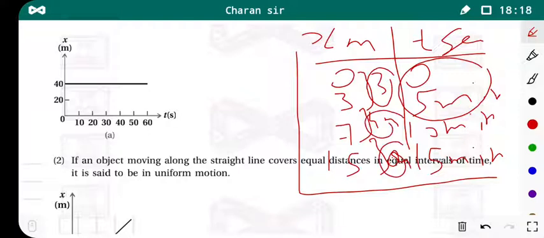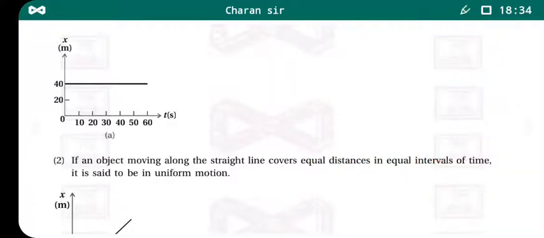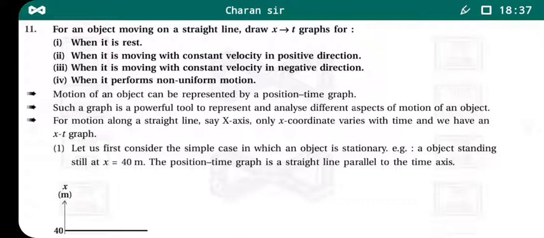That means this object is said to be in non-uniform motion. When the distance covered by the object is different in equal intervals of time, we can say that the object is in non-uniform motion. Okay, now we draw the position versus time graph for these situations.